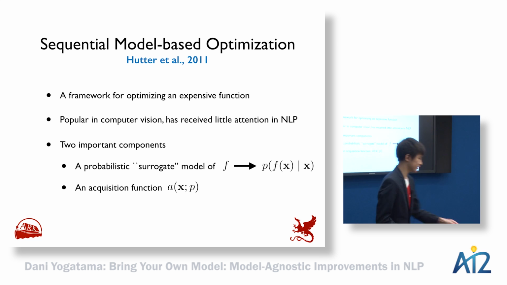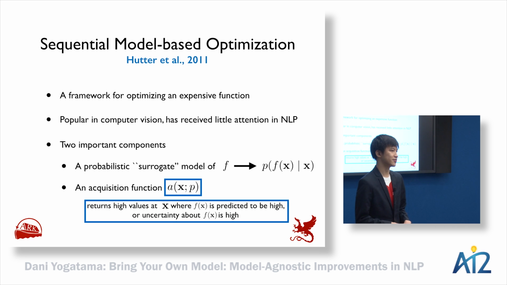So what does this do? A good acquisition function ideally should return high values at x's where the probability of f of x is predicted to be high by the surrogate model, or where the surrogate model is really uncertain about what f of x is at a given x. So this is the classic exploration-exploitation trade-off based on the surrogate model. I hope that's clear.